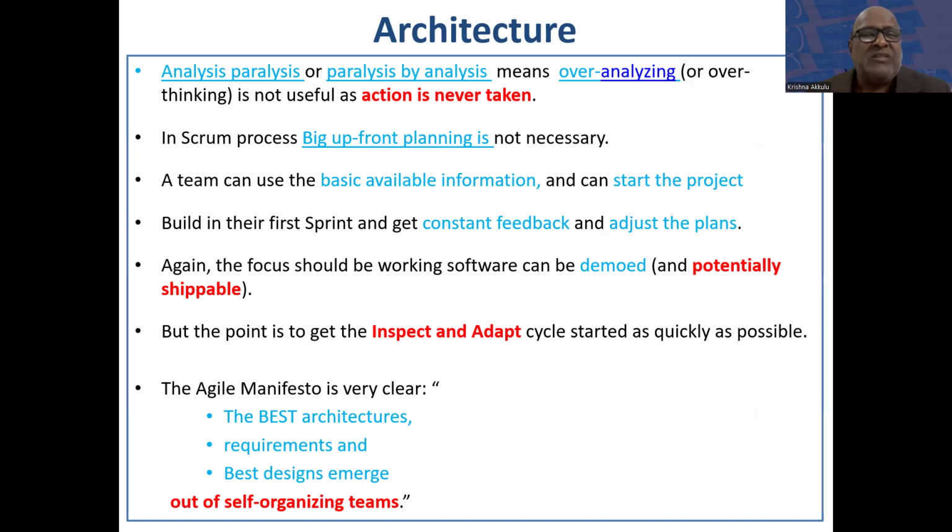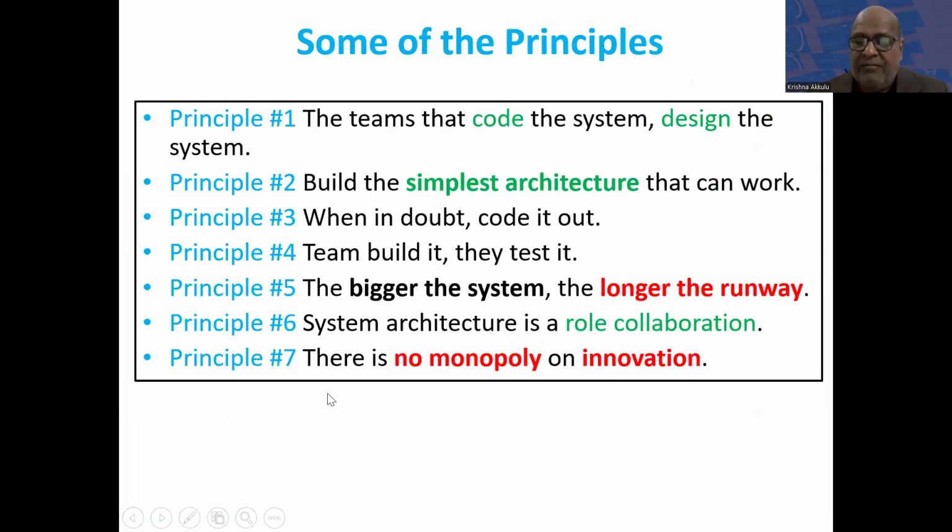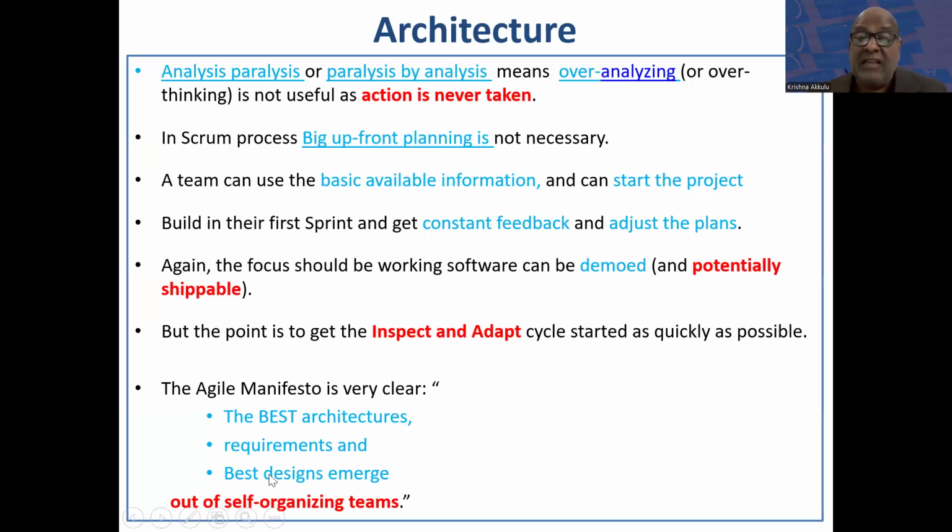The Agile manifesto is very clear: the best architectures, the best requirements, and the best designs emerge from self-organizing teams. The self-organized team is the sprint Scrum team. They're the ones who provide the best architectures, best requirements, and best designs.